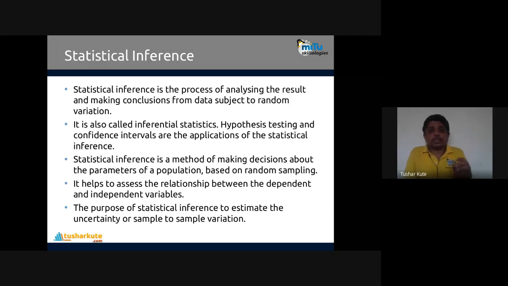Statistical inference is a method of making decisions about the parameters of a population based on random sampling. Again, the same idea, just put in a different way. Random sampling is not sequential. Random samples are taken, and based on that you find your conclusion. So based on the parameter and random sampling, you find some conclusions. It helps to assess the relationship between the dependent and independent variable. Yes, this is important to note.